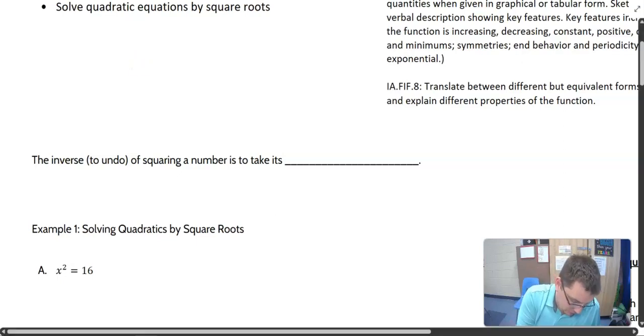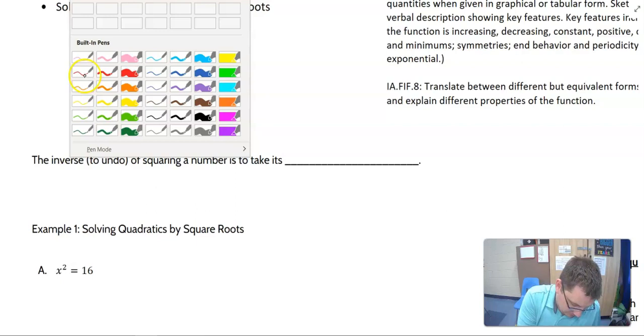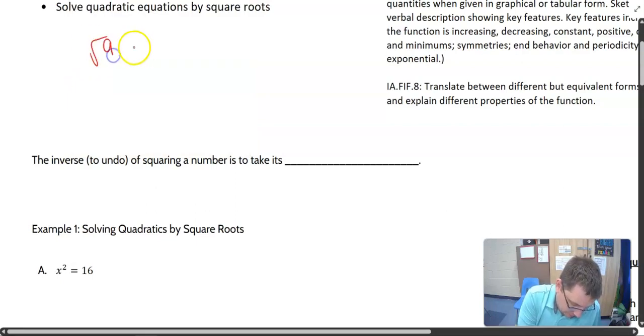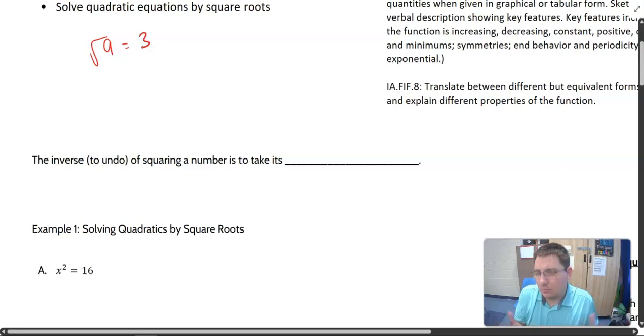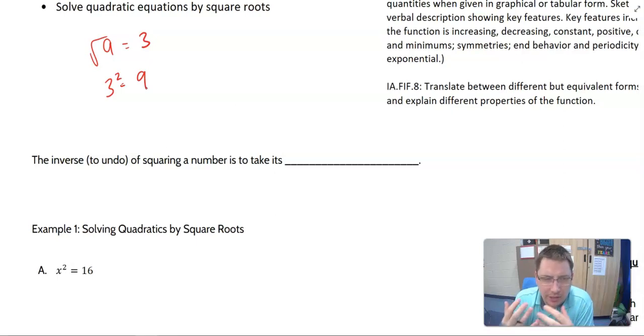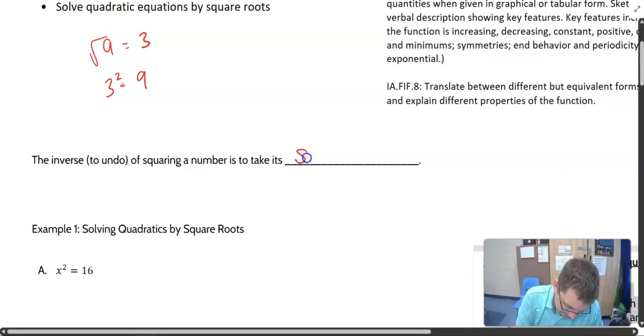And so when we think about the square root of 9, well, the square root of 9 is equal to 3, and we've known that for a little while. And the reverse of that, 3 squared is equal to 9, right? And so we know that one undoes the other. And so the inverse, or to undo the squaring of a number, is to take its square root.